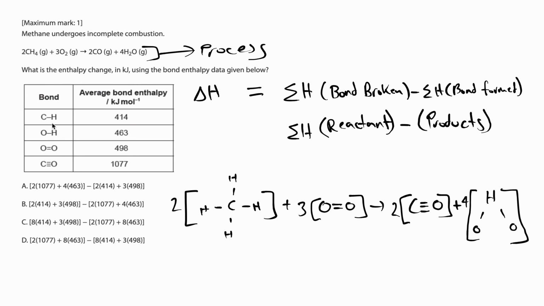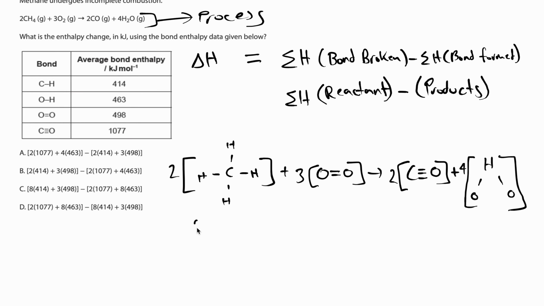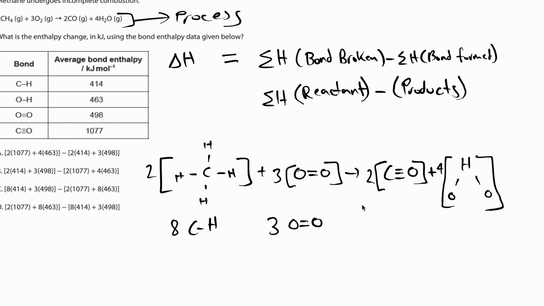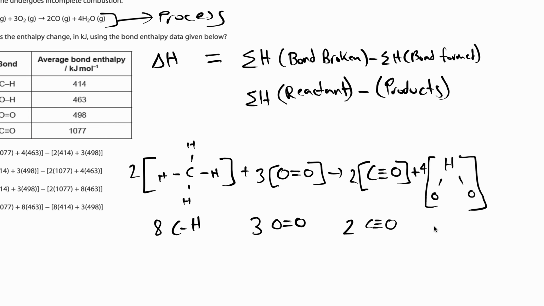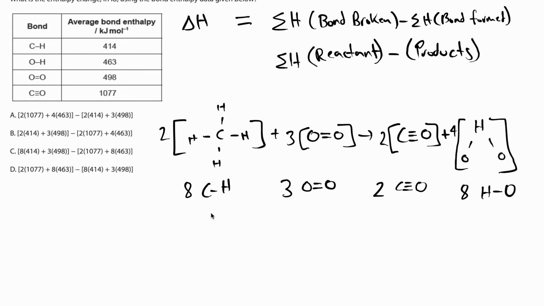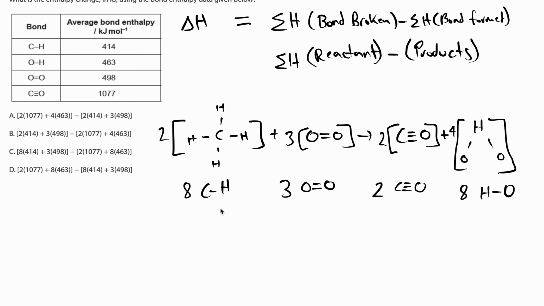So we know there are 4 CH bonds already, and we need to times that by 2, so we have 8 CH bonds. Then we know that we have a single O double bond with O, but we need 3 of those, so we need 3 O double bonds. Then we need 2 CO triple bonds, and we need 8 HO single bonds. Okay, so if we put this all in, we need reactants minus products.